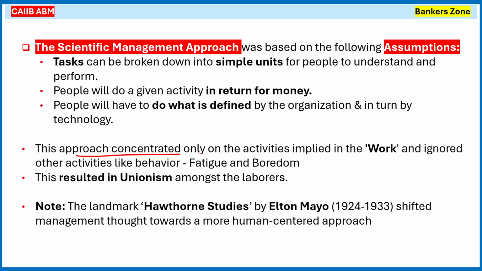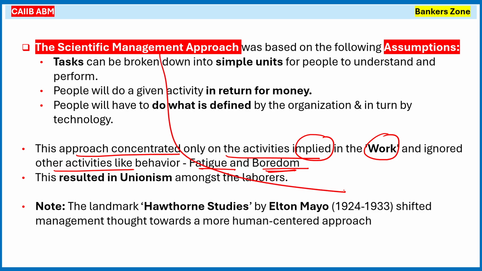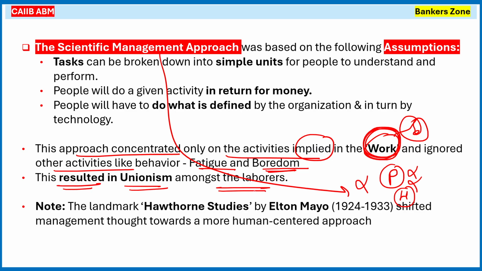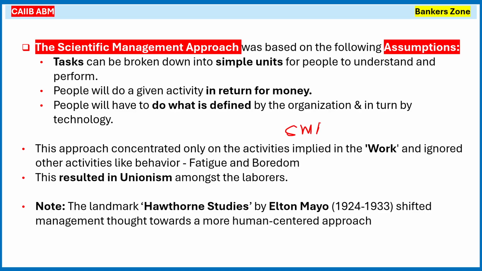This approach concentrated only on the activity involved in the work, and completely ignored behavioral aspects, for example fatigue and boredom. It means people get bored. So the scientific management approach completely ignored the people in the organization. They were focused only on getting the work done by the employee. Their human nature, how they feel, their personal needs, everything was ignored. That resulted in unionism among the laborers. So we can say that the scientific management approach gave rise to unions in industry.